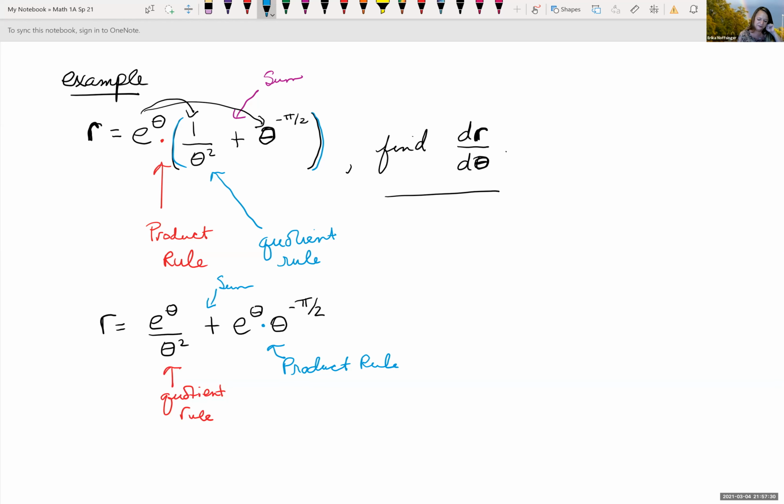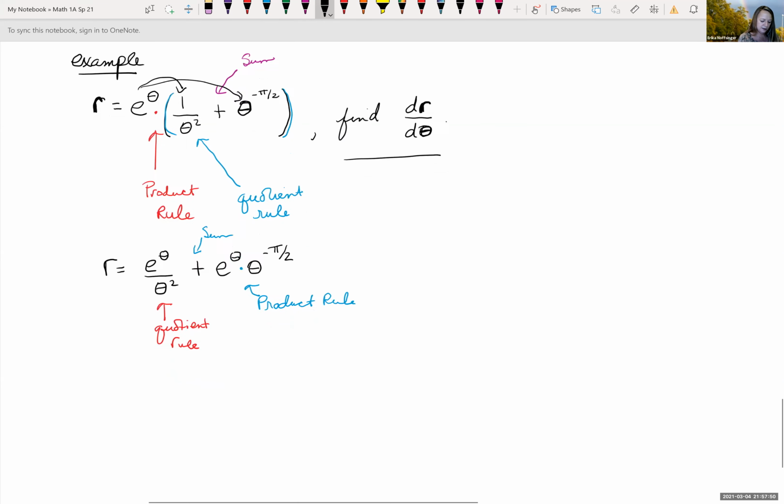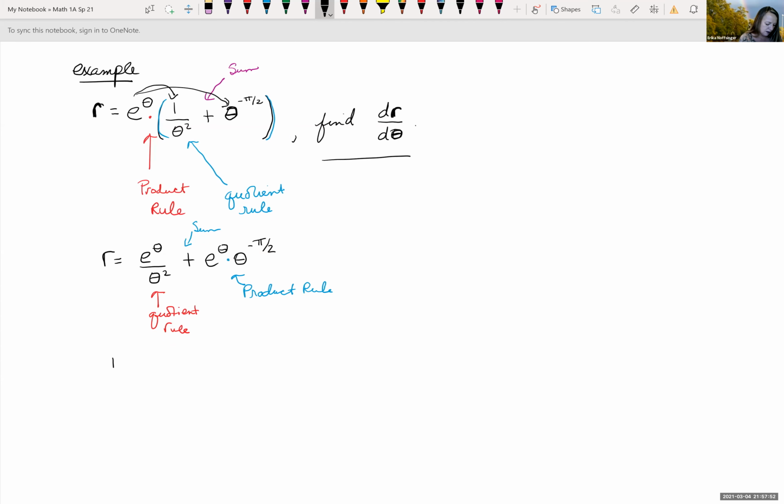I don't know if breaking it down is easier or not. I noticed though I can manipulate this so I don't have to use the quotient rule, because this is a single term in the denominator. I can bring this theta squared up into the numerator by changing the sign of the exponent. So using rules of exponents, imagine that: r is equal to e^theta times theta to the negative 2, plus e^theta times theta to the negative pi halves.